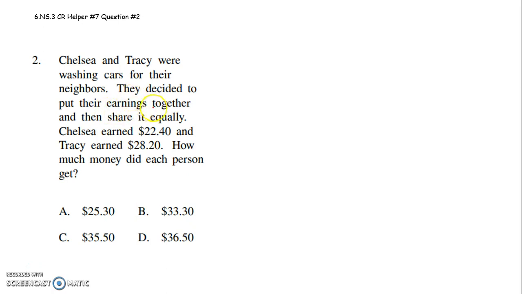Okay, so they decided to put their earnings together, and then they're going to share those earnings equally. So if Chelsea and Tracy are putting their earnings together, Chelsea earned $22.40. Tracy earned $28.20. They want to put their earnings together, they're just going to add them up and then split them between the two of them.